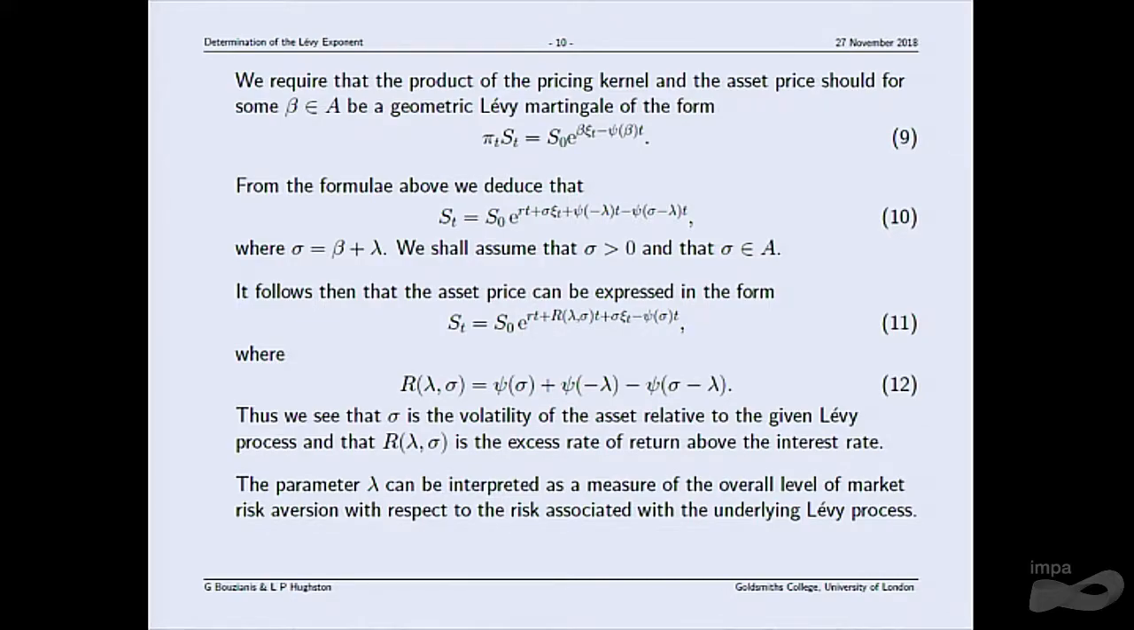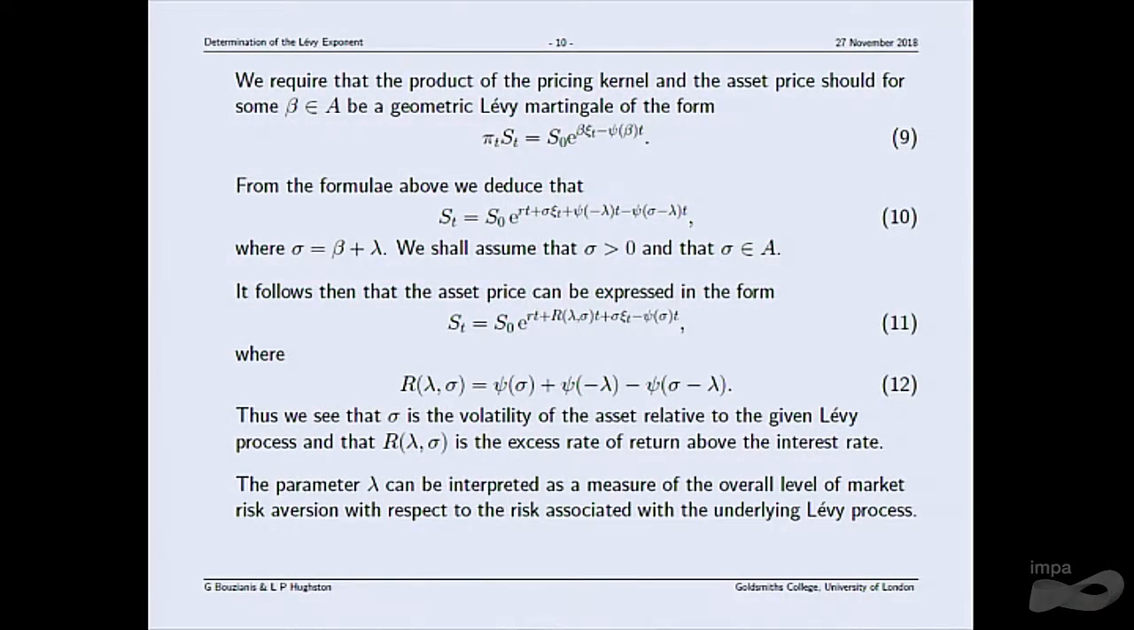And the point is that the excess rate of return is given by an explicit expression in terms of the Levy exponent. And this involves psi valued at sigma, psi valued at minus lambda, and psi valued at sigma minus lambda. And one can show, although it's not altogether trivial, that for all Levy models, the excess rate of return is positive, for sigma and lambda positive. And furthermore, it's an increasing function of sigma, and it's also an increasing function of lambda.